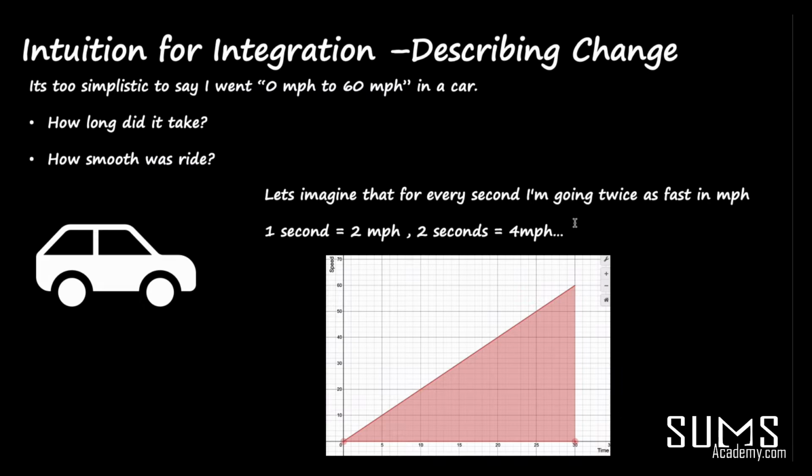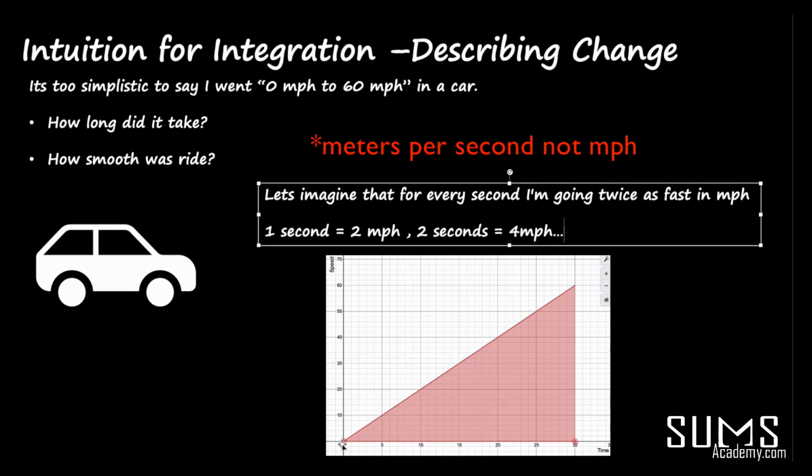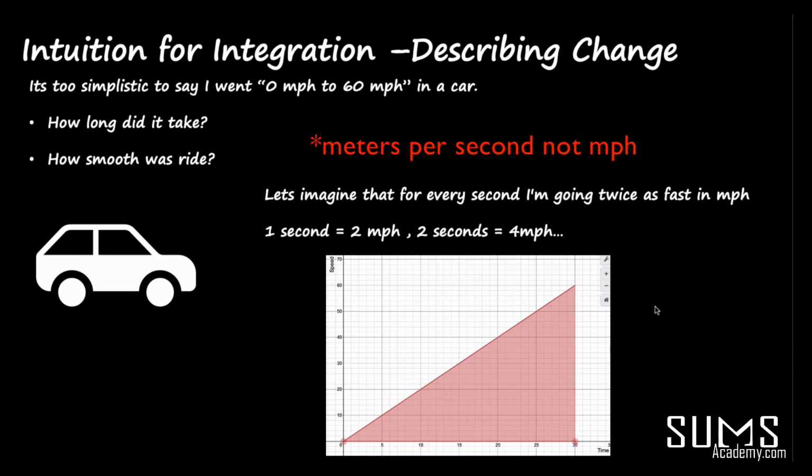So let's imagine that for every second I'm traveling, I go twice that speed in miles per hour. So 1 second I'm traveling 2 miles per hour, 2 seconds 4 miles per hour, etc. And this is a graph of my speed and time. Okay, so you can see over time my speed's getting greater and greater. So from this, can we figure out what our distance has been, how far I've traveled?